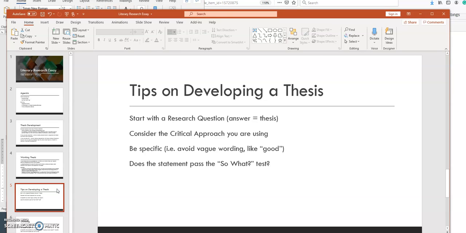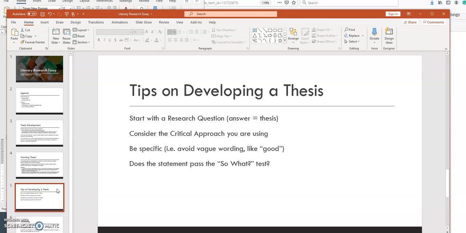So that's the first step. It can be very helpful just to create a research question for you to then attempt to answer. You want to consider the critical approach that you're using. So some of those can overlap, historical approach or a gender approach or biographical approach. You may use some of those details no matter what, because that provides context, but you do want to consider, okay, well, what is my main objective?